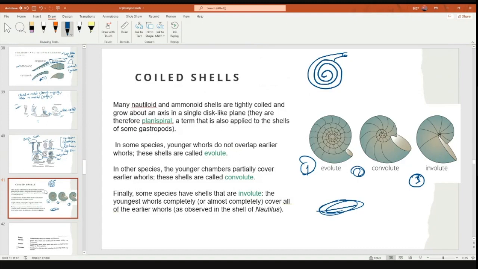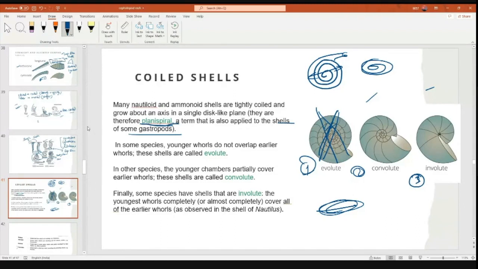So let's see evolute. This image is wrong, guys. Don't look at this image. These two are correct, but this is the wrong one. But the definition is right here. In many nautilites and ammonoids, shells are tightly coiled and grow along the axis of a single disc. These are single disc shaped, like how a disc looks, and they are on a single plane. They are just spiral around a plane, so these are known as planispiral. The term is also applied to shells in some gastropods.